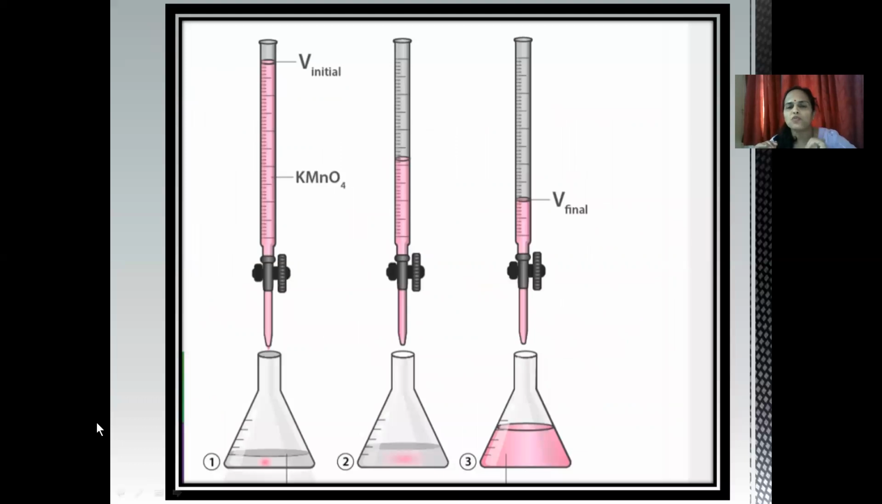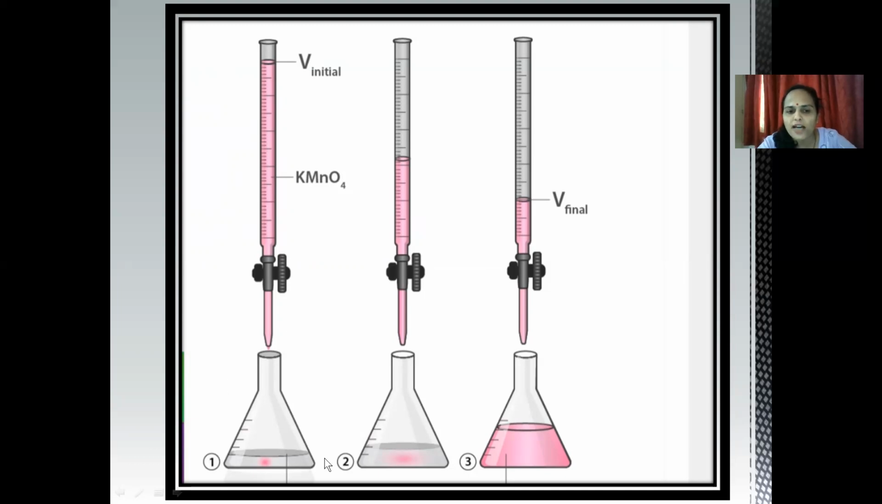Then, what is the experiment you will do? This is the experiment you will be doing. You see this is the burette. It is clamped on the stand and it is filled with KMnO4 solution, potassium permanganate solution. This is 0 ml. The capacity of this burette is 50 ml.